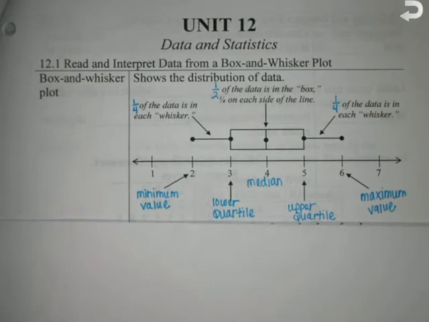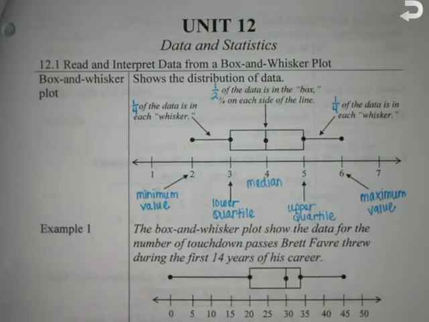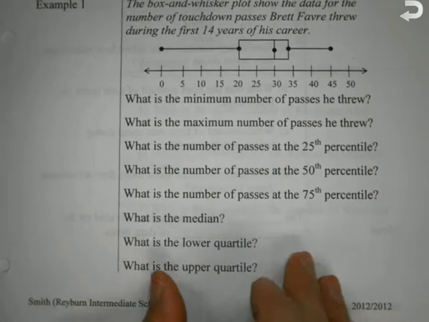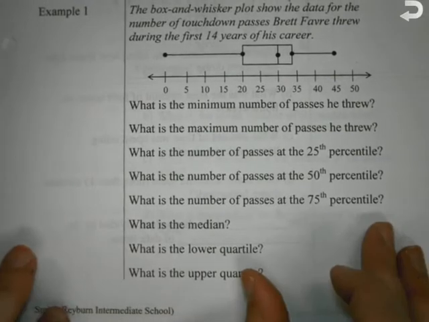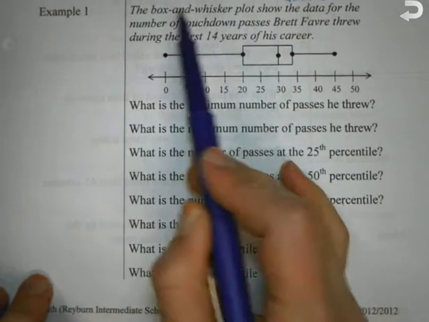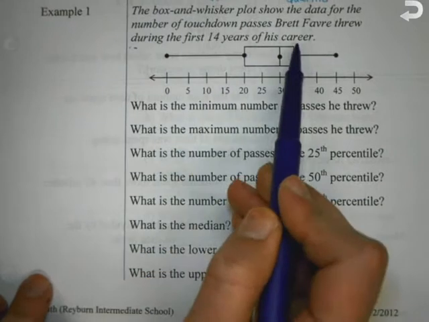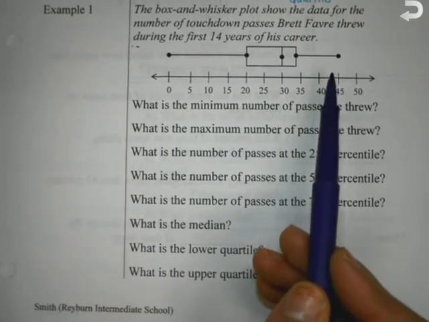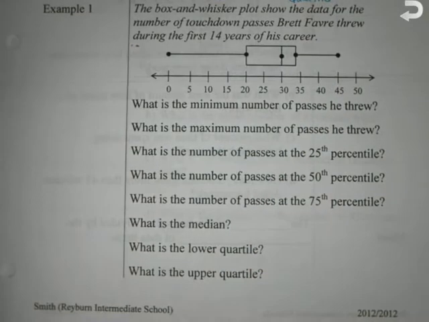Example 1. It's a lot easier to understand when we put everything together. The box and whisker plot shows the data for the number of touchdown passes Brett Favre threw during the first 14 years of his career. So these are all of the passes that he threw from his very first year of playing in the NFL to his 14th year playing in the NFL.